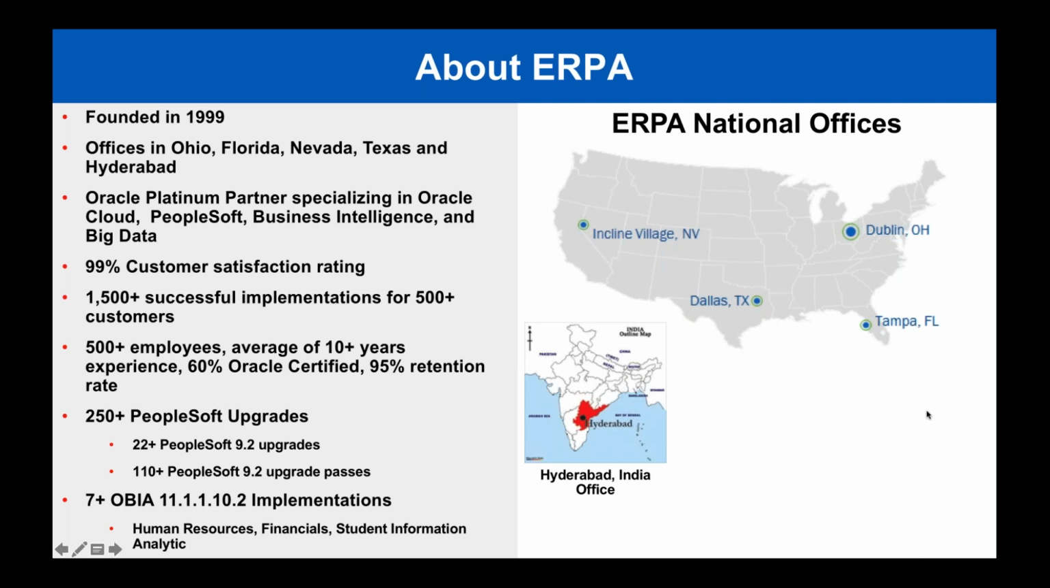We've completed over 250 PeopleSoft upgrades, and to date, I think we're actually up to about 2692 specific PeopleSoft upgrades. And then again with OBIA, we've got 7+ OBIA 11.1.1.10.2 implementations, which are the ones again specific to ODI. And then we do have back office financial operations that are in Hyderabad, and that's how we get scales of efficiency in our back office versus all our consultants are US based.